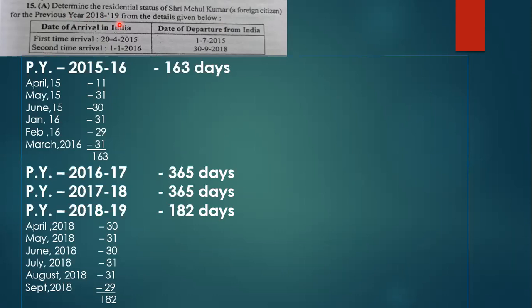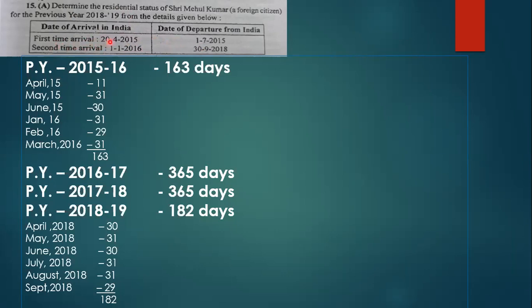Okay, you can make a table like this and calculate like this. How? Let me show you. Here we have to count the number of days of stay, but we have to be careful that we count the days as per the previous year, so that it is very easy to calculate the number of days for the previous year for the conditions. So now let's take a look.